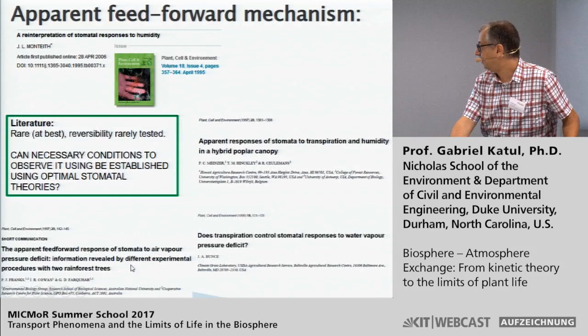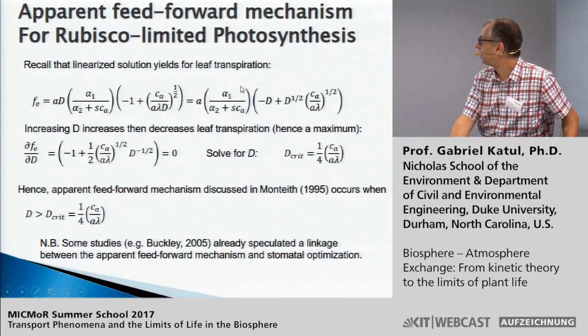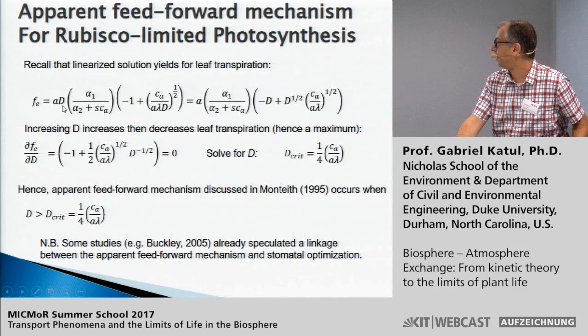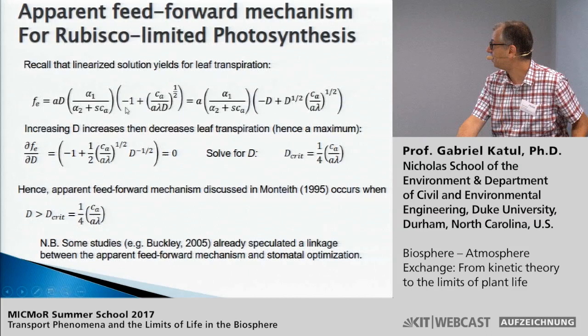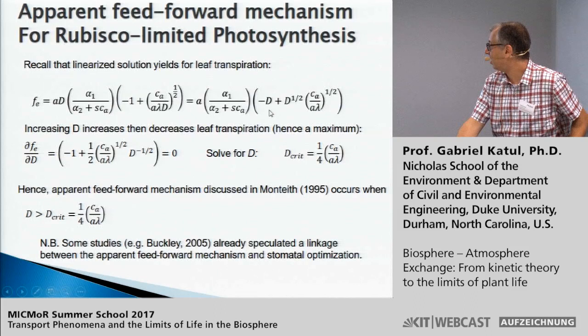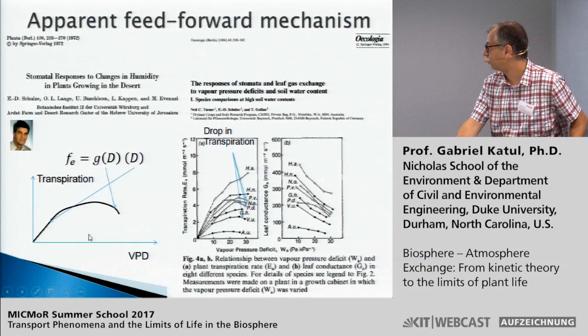Okay. So from the stomatal optimization perspective, again, for mathematical brevity and compactness, let's just look at the result for the linear A-Ci curve where Rubisco limits photosynthesis. We have shown that the transpiration rate actually is written like this. This is basically taking the stomatal conductance result, multiplying it by vapor pressure deficit. And I've mentioned this -1 before, that this is primarily connected to the apparent feedforward mechanism. Now I'm going to show you how. If you multiply the conductance by vapor pressure deficit, you get exactly the apparent feedforward mechanism. You have a -D here, you have D^1/2 here, and this quantity here. So if you differentiate the transpiration rate with respect to vapor pressure deficit, set it to zero, you could basically solve where this maximum is. What would be the vapor pressure deficit where this maximum is?